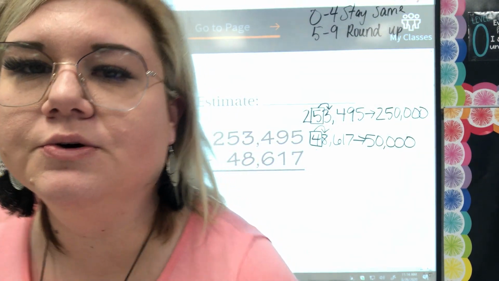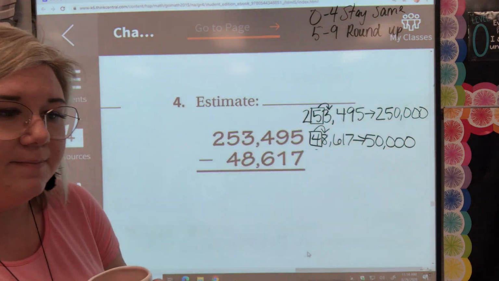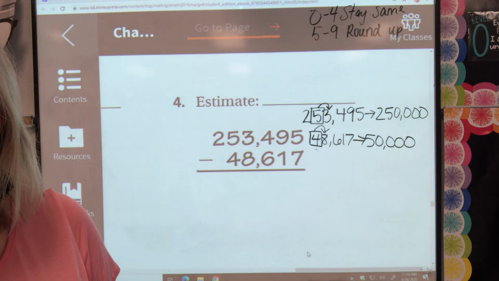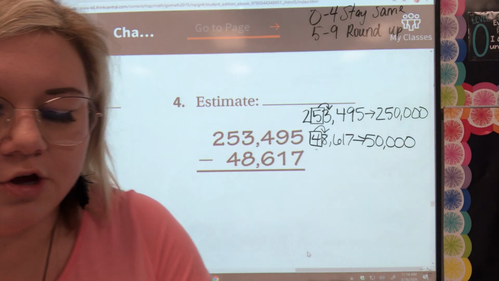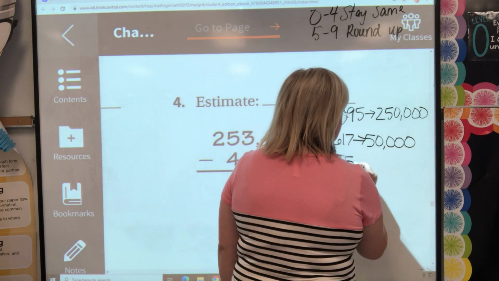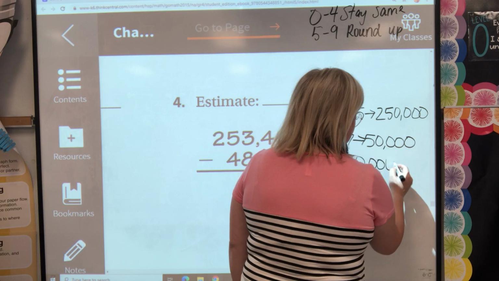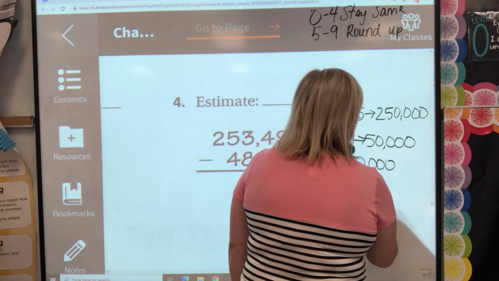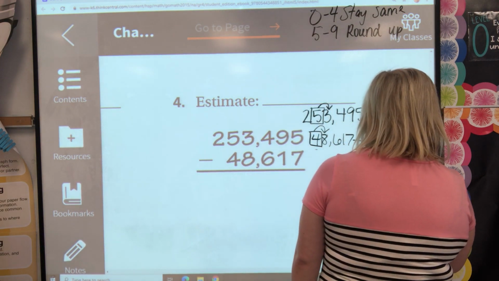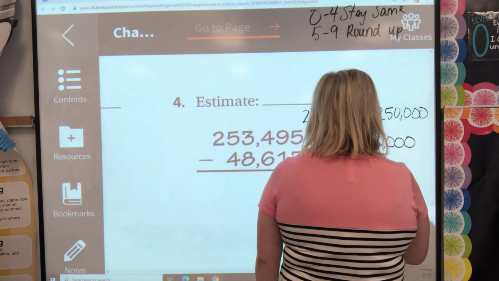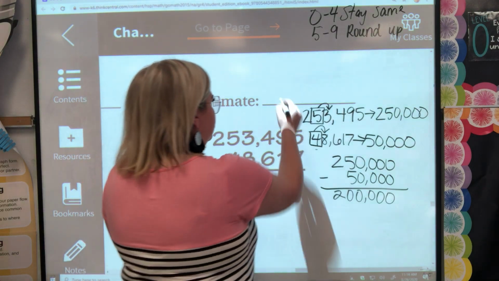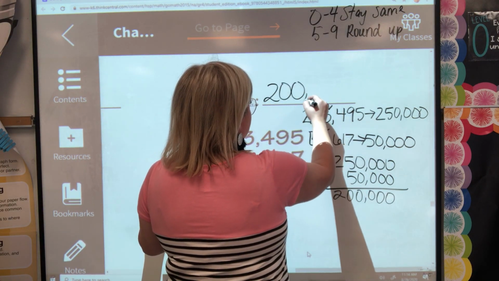Now what do I do? I have to subtract them because this is our subtraction lesson and it says subtract here. I do not add them, so do not add them. Go ahead and try that on your own. Did you get 200,000? I hope so.